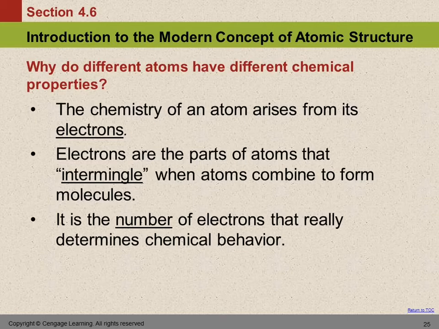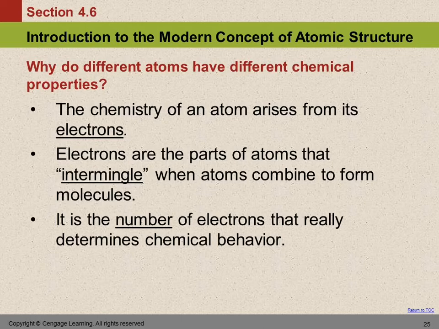Why do different atoms have different chemical properties? Let's just think of something. Oxygen. Oxygen's an element composed of oxygen atoms, and oxygen burns, doesn't it? It's flammable. How about something like copper or lead? Does lead burn? No, it has different chemical properties than oxygen.